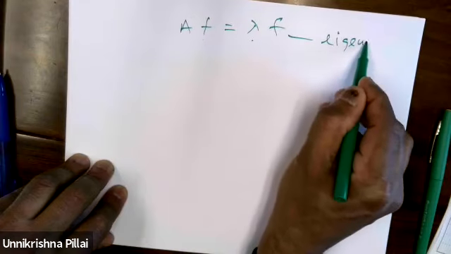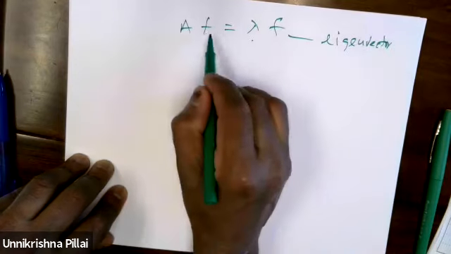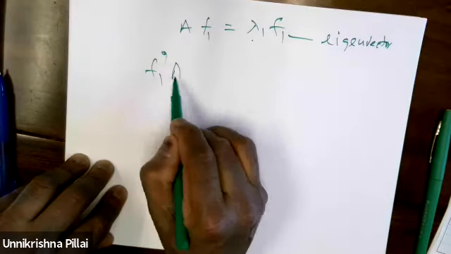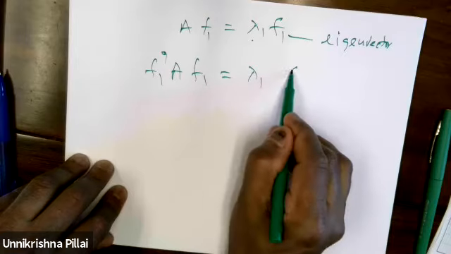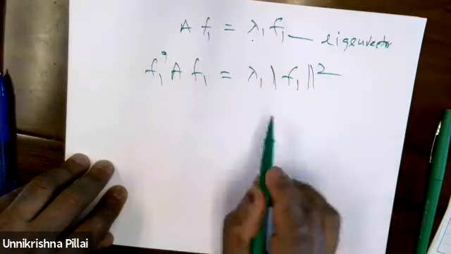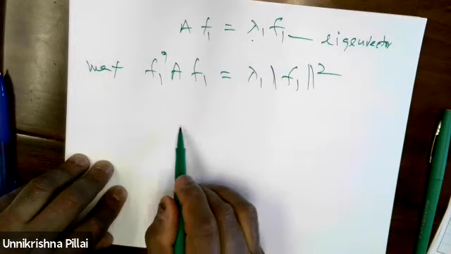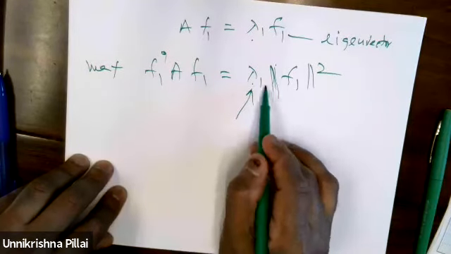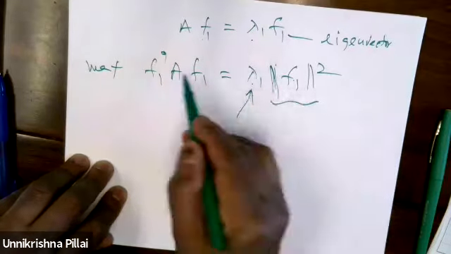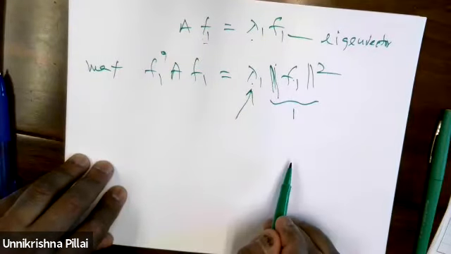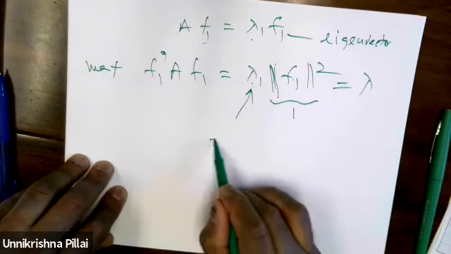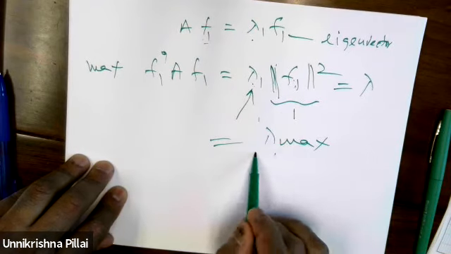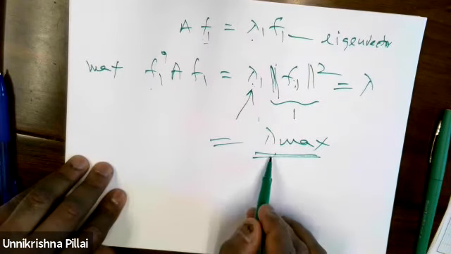If this is an eigenvalue, eigenvector, AF1 equal to lambda 1 F1. So if I multiply by the same F1 star, this becomes lambda 1 F1 absolute value squared. You want to maximize this. All the eigenvectors, you can make it unit length. So this length is 1. So this turns out to be lambda 1. So you want the maximum eigenvalue. You want the eigenvector corresponding to the maximum eigenvalue as the solution, lambda max.